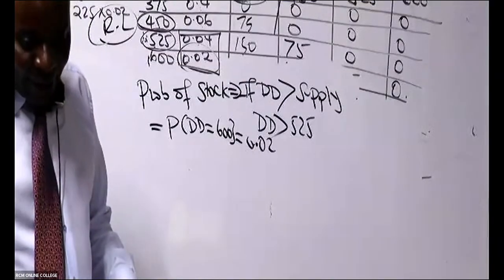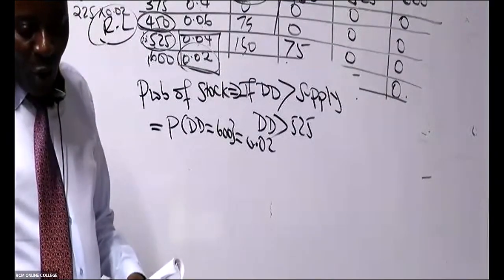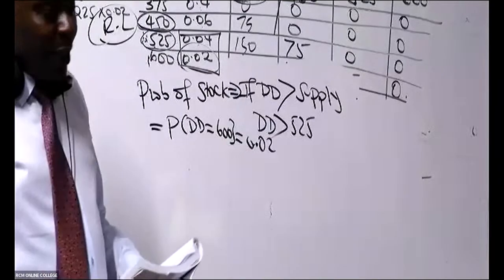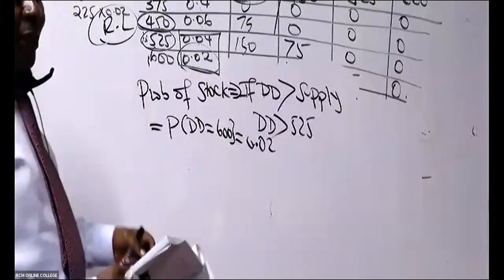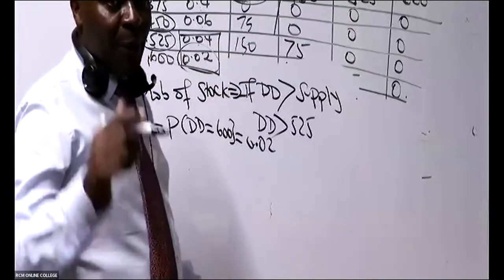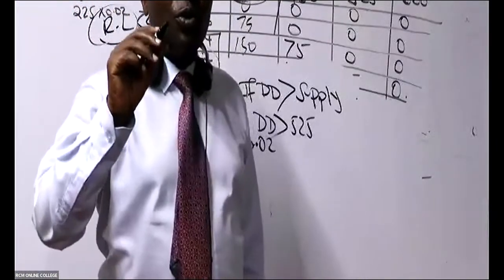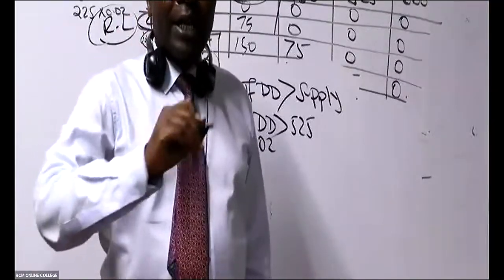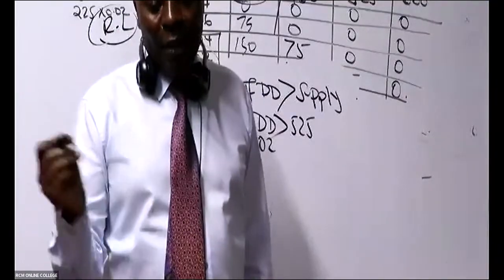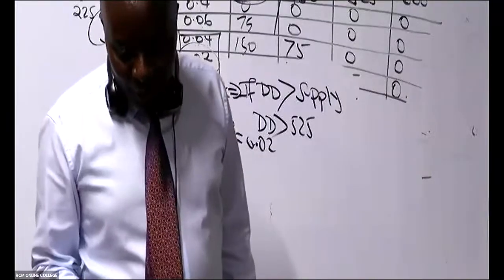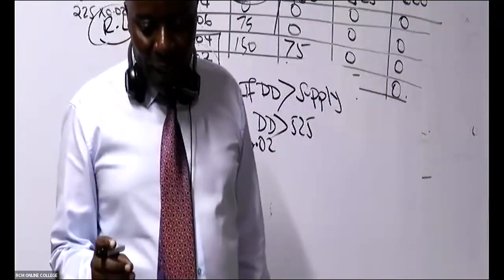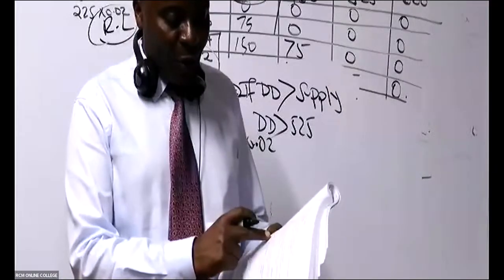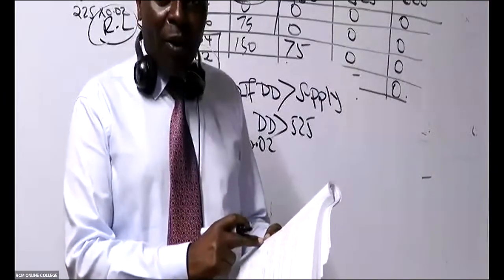So if you're asked for the annual stock out in units, it's what we did in the table. You simply get the annuals. First of all, you get the stock outs per order and the number of orders, and then you multiply to get the annual stock outs for each. How do we get annual demand? It is given.